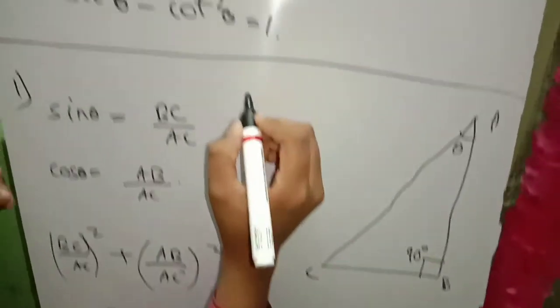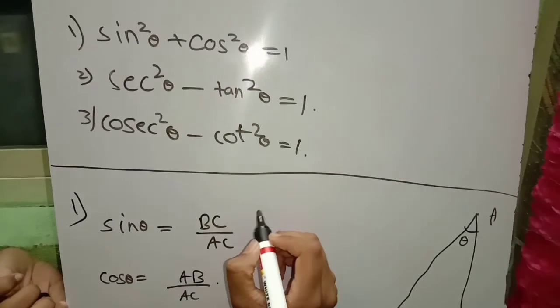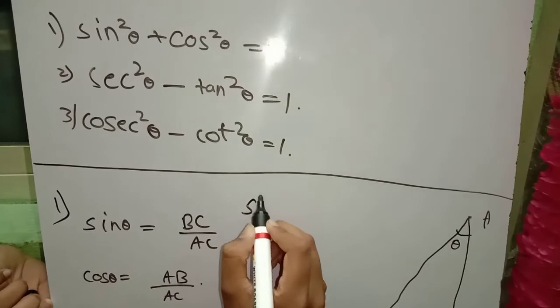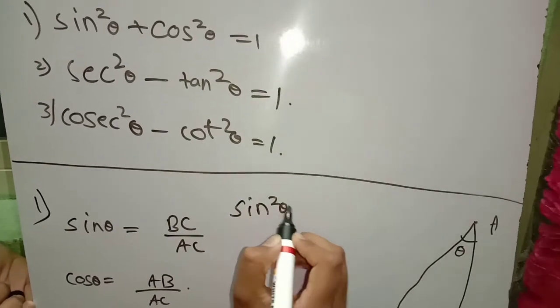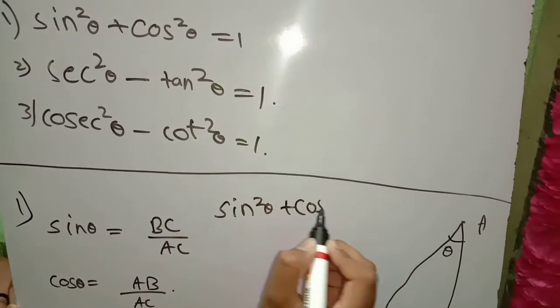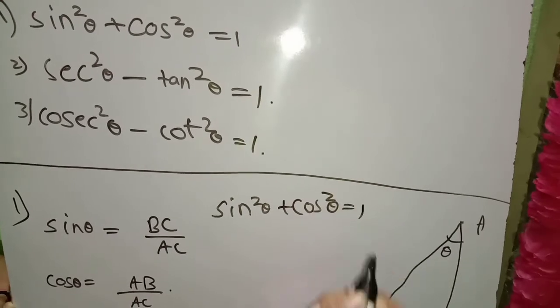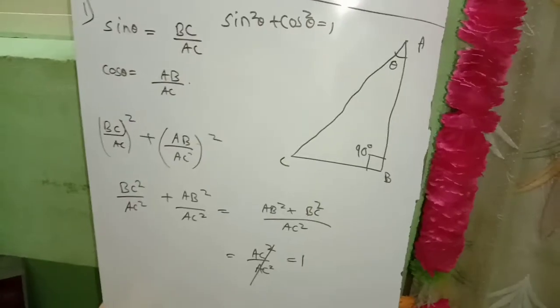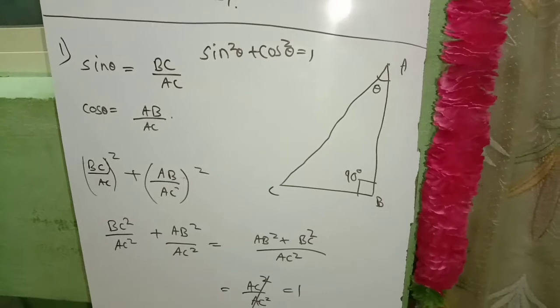So basically the first important identity for exercise 11.4 is sin square theta plus cos square theta is equal to 1. So friends, once look at the full view of the board.